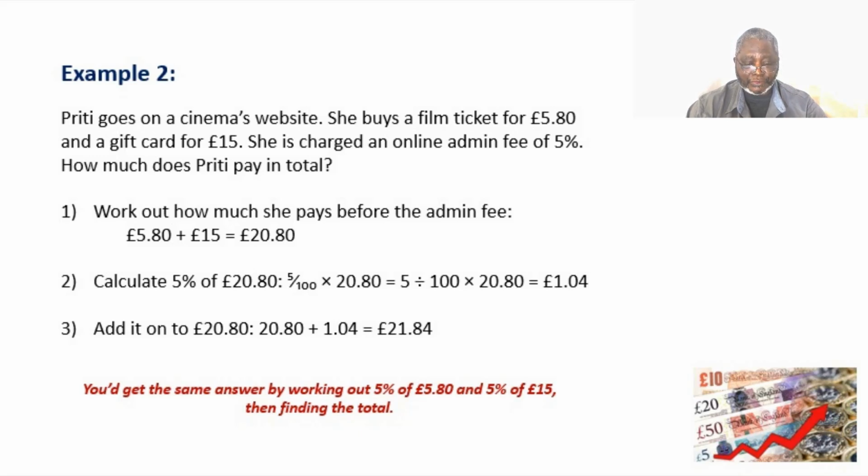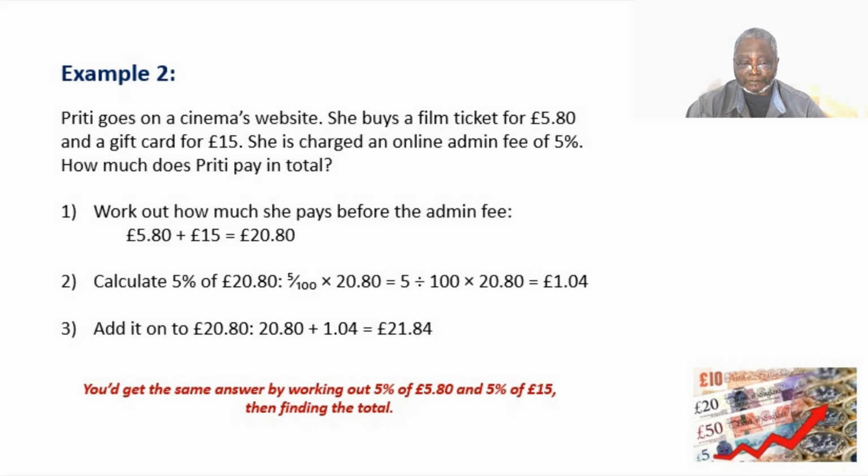Then calculate the admin fee, which is 5% of £20.80. And that is written as 5/100 times £20.80, which is equal to 5 divided by 100 times £20.80 equals £1.04. Note how £1.04 is written. And then add it on to £20.80, which is £20.80 plus £1.04, which is equal to £21.84. Please do not forget your decimal places.